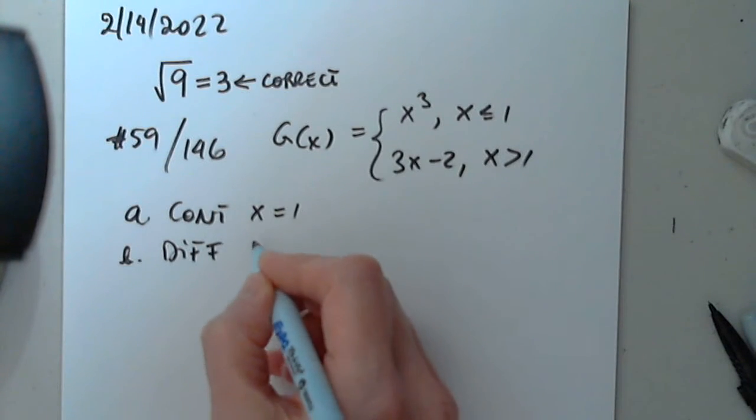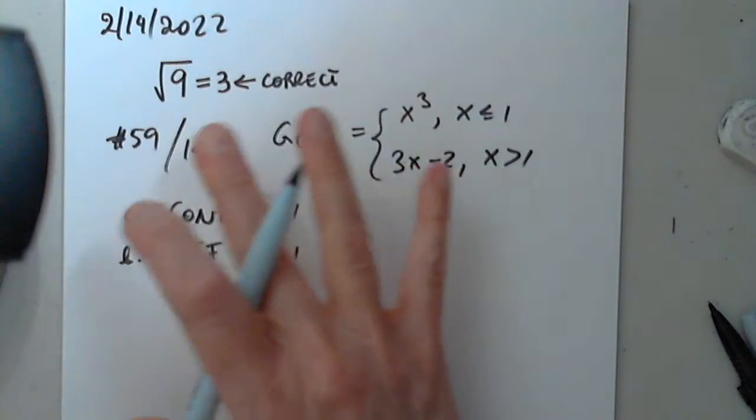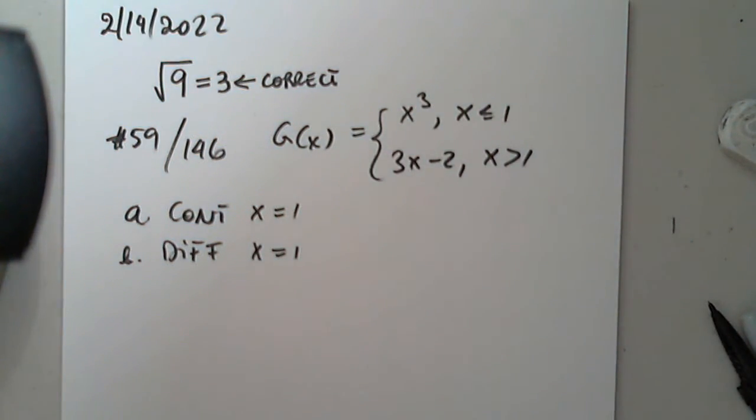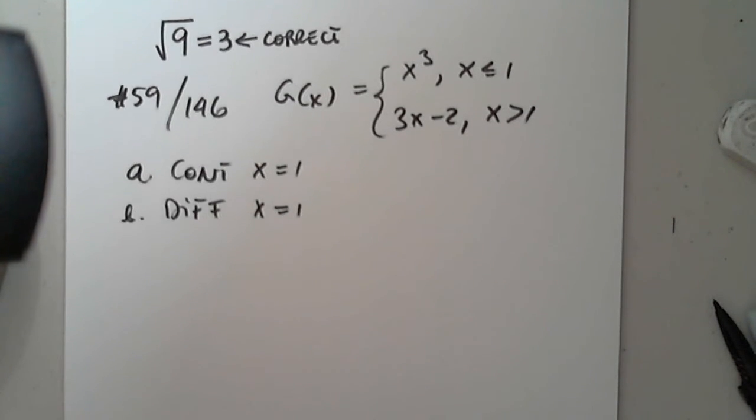Differentiable at x equals 1. Again, for 58, I already wrote solutions, and I'm going to post them. You're not responsible for that problem anymore. But I'd like to talk about it quickly.